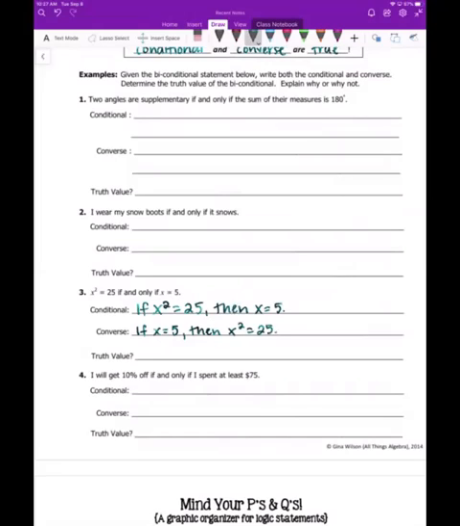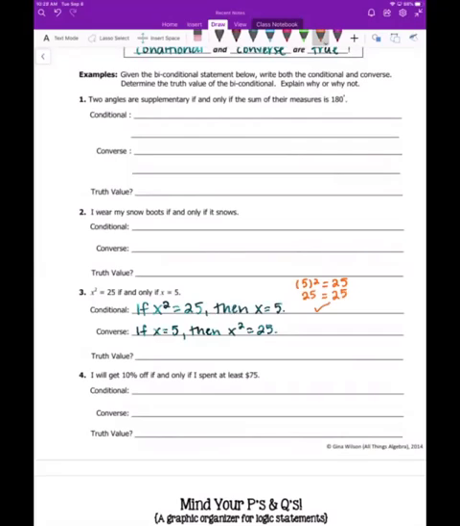All right, let's look at the validity or the truth of each of these statements. So let's look at the conditional statement first. If x squared equals 25, then x equals 5. So let's test that out. So we know x equals 5, so we are going to plug 5 in for x in x squared. We know 5 squared, or 5 times 5, equals 25, and we have 25 on the right side. So 25 equals 25, that is a true statement, okay?